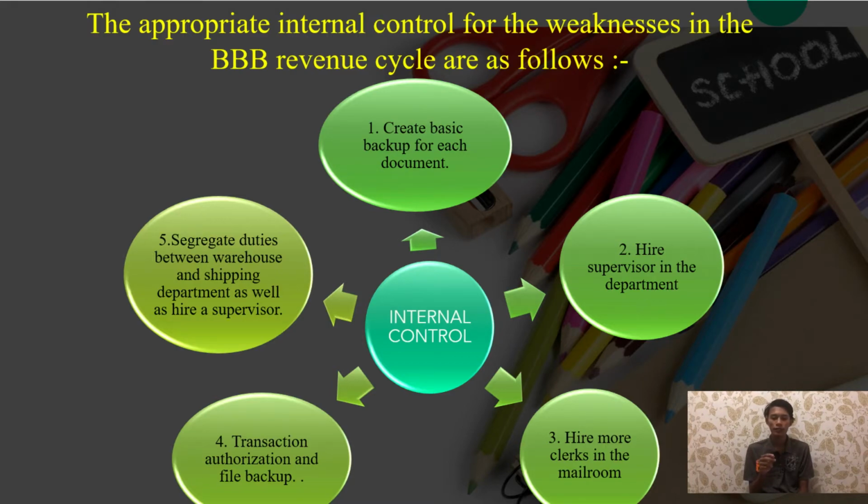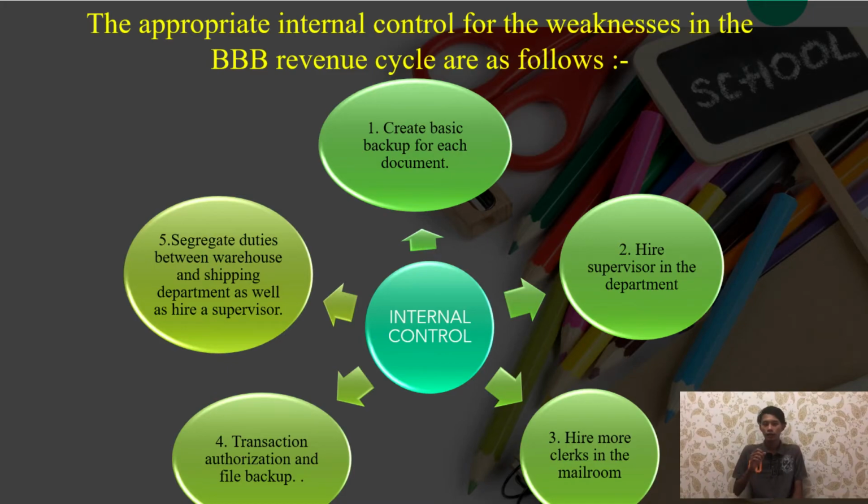The next internal control is to hire a supervisor in the department, which refers to the second weakness, which is inappropriate accounting records existing in BBB's revenue cycle. Since the clerks are easily able to tamper with the data, they need to hire a supervisor to prevent such cases from happening. The third internal control for BBB's revenue cycle is to hire more clerks in the department.